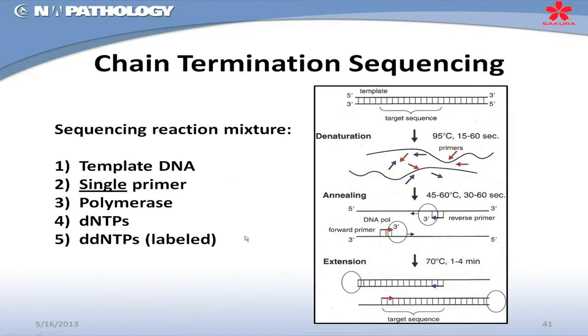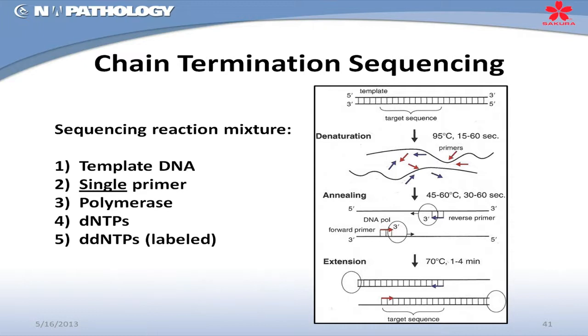I'd love to go into real detail about how sequencing works, but every time I try to do this, I realize that it would take an hour to really describe this in a way that people really understand. So I'm only going to talk about a few key points about sequencing, and we're only going to focus on that one form, which is Sanger sequencing, or chain termination sequencing.